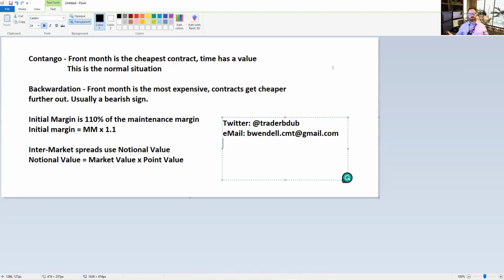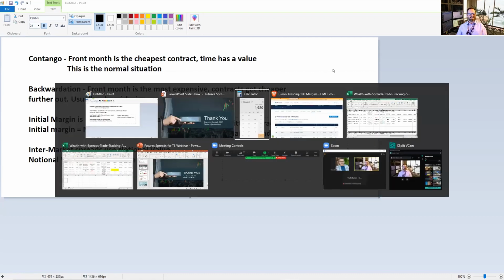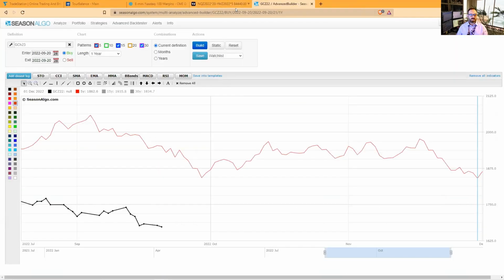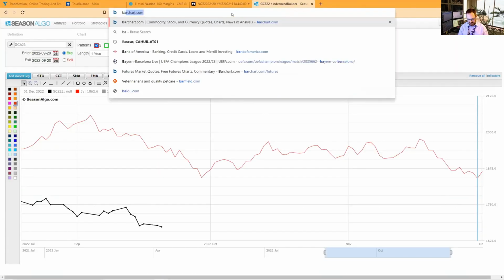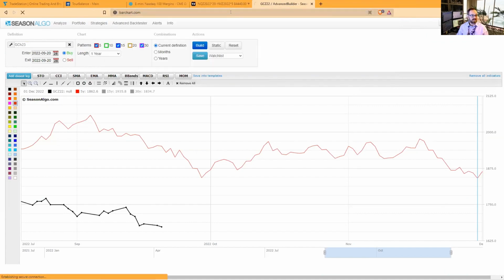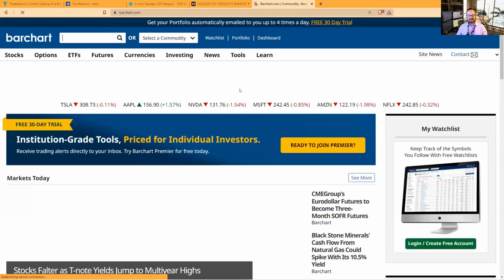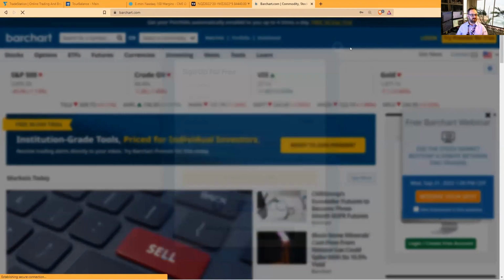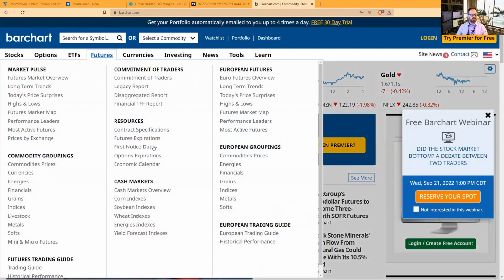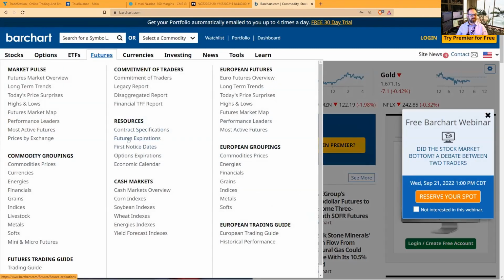You know, most of the time we don't really want 40,000 pounds of lean hog showing up at our driveways. So we usually get out of the contract before the expiration. But let me see, I've got tons of resources right here at rchart.com. If I go to futures, contract, there it is, futures expirations. You'll see notice dates as well.